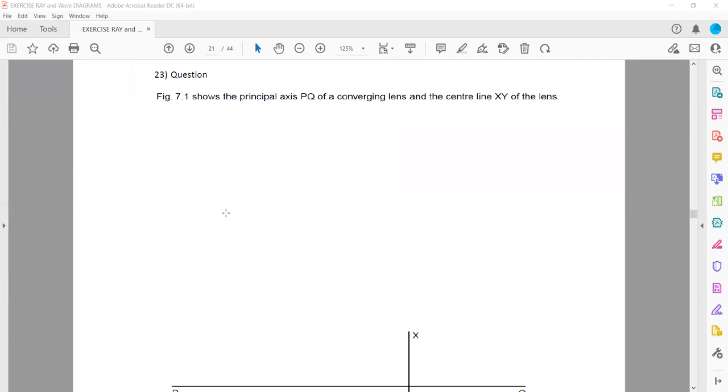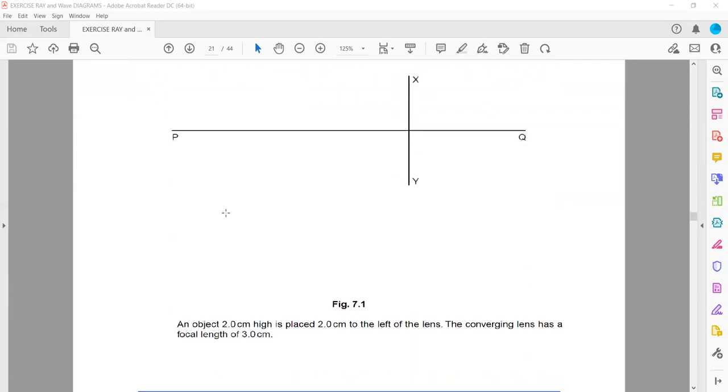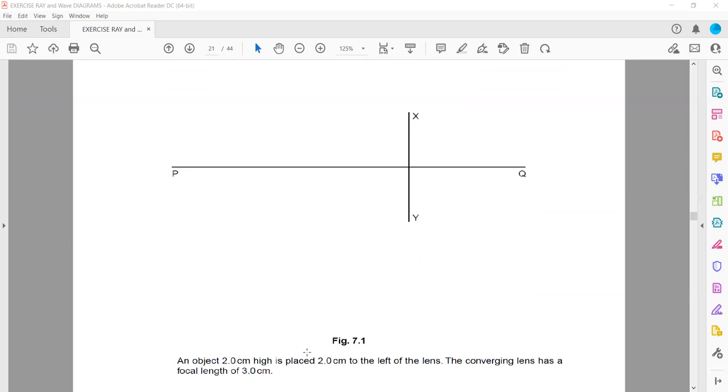Figure 7.1 shows a principal axis of a converging lens. An object is placed 2 centimeters to the left. The focal length is 3 centimeters. So it shows the focal length using a ruler. We'll mark the focal length, for example, f is 3 centimeters here.